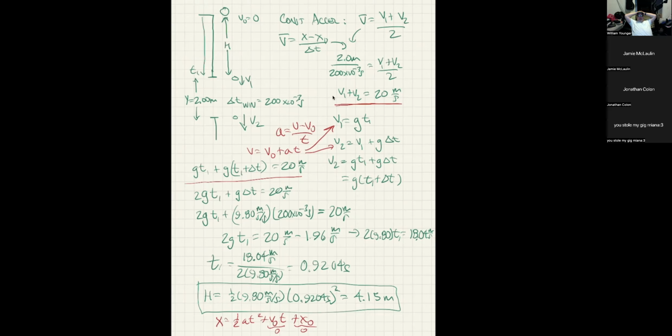Okay, so T1 would be 0. No. T1 turns out to be 0.9204 seconds. It's basically how long it takes the ball to get from where it was dropped to the top of the window. That's what T1 is.